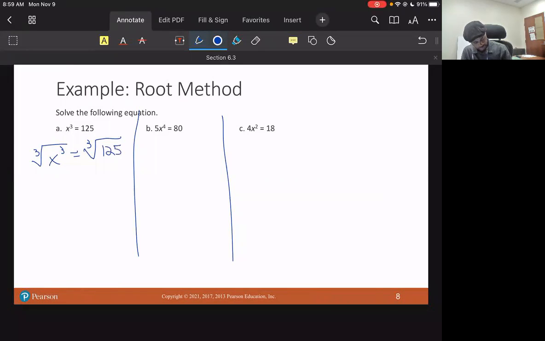Okay, cube roots and cube powers, they cancel. So we end up with x equals the cube root of 125, which is indeed 5.